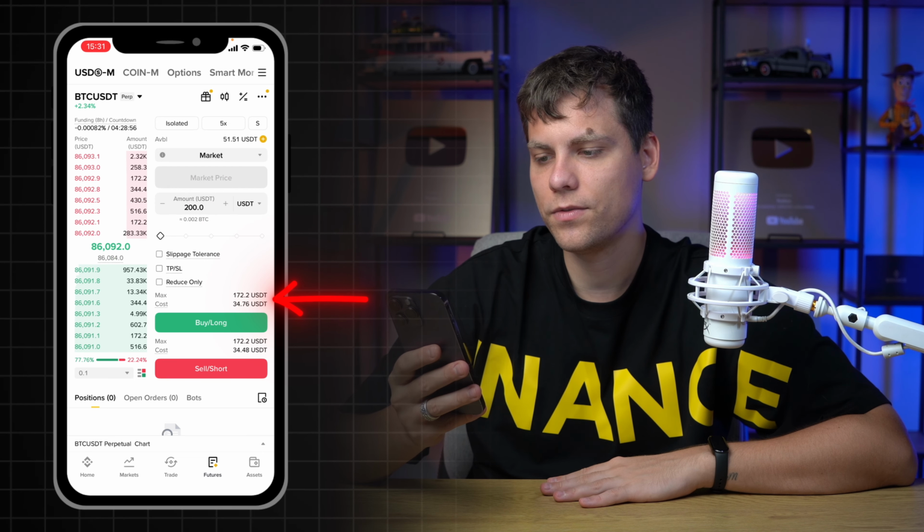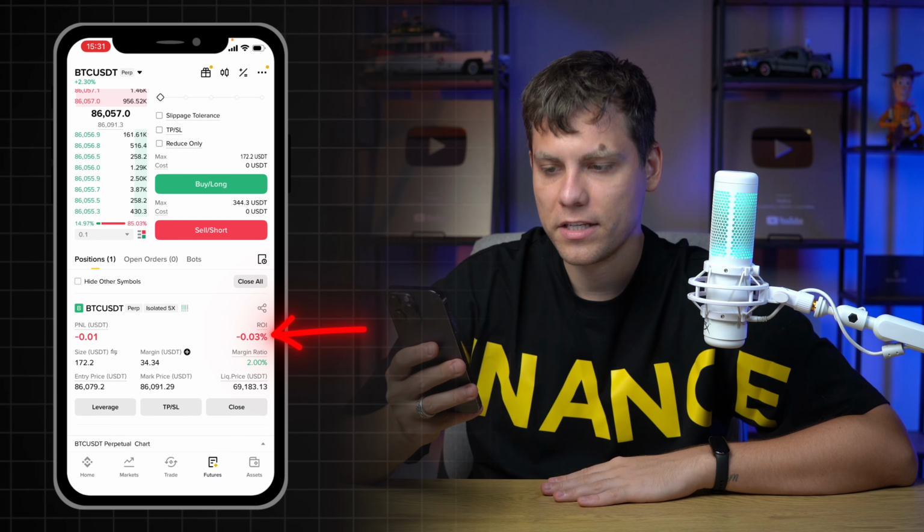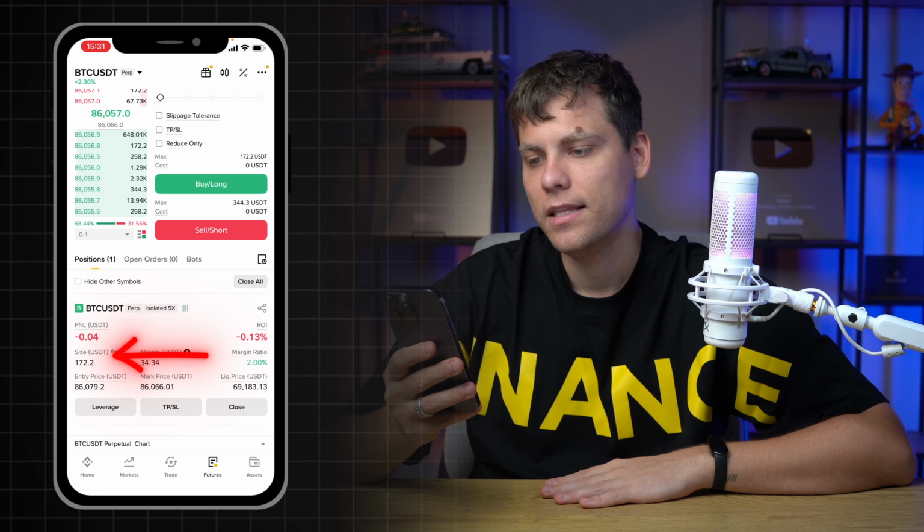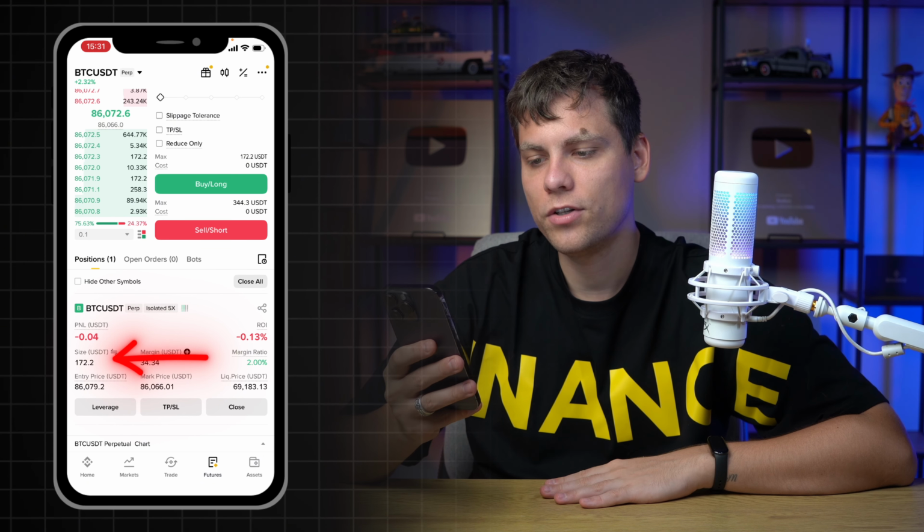Below, our open trade has appeared. Now let's look at how to manage an already open trade and what it actually includes, what information we have. We see which asset we opened, which leverage we used. Below this, we see P&L, meaning your unrealized profit or loss. On the right, we see ROI, meaning return on investment for this specific trade. Below, we see size USDT. This is the size of the trade, including leverage.